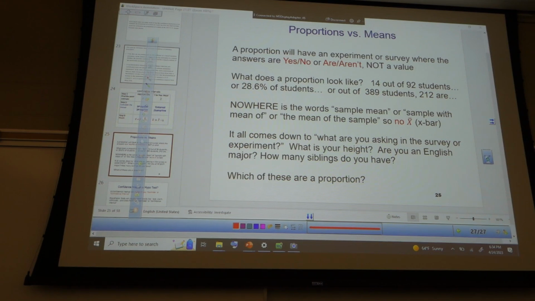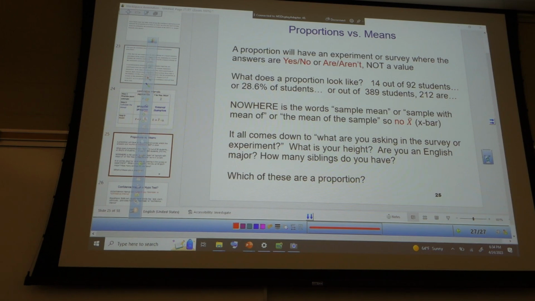Keep going. Nowhere are the words sample mean or sample with the mean of or the mean of the sample. So no X bar. Right, or it might say average. That's a synonym for mean. Or it might give you the symbol, X bar, which is not X. X and X bar are not the same thing. Keep going. It all comes down to what are you asking in the survey or experiment? What is your height? Are you an English major? How many siblings do you have?